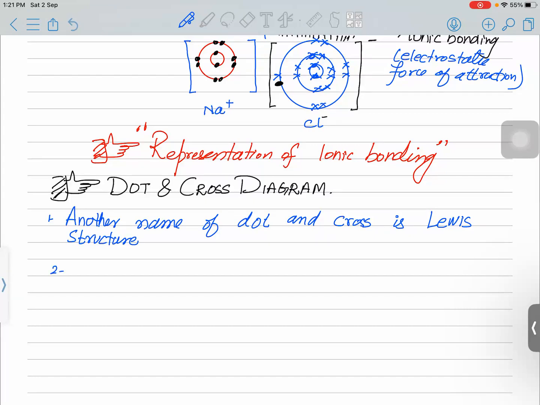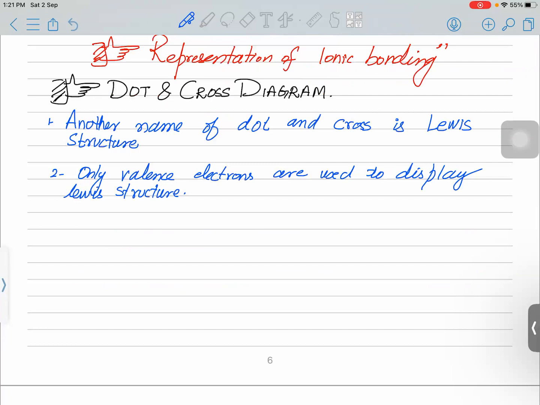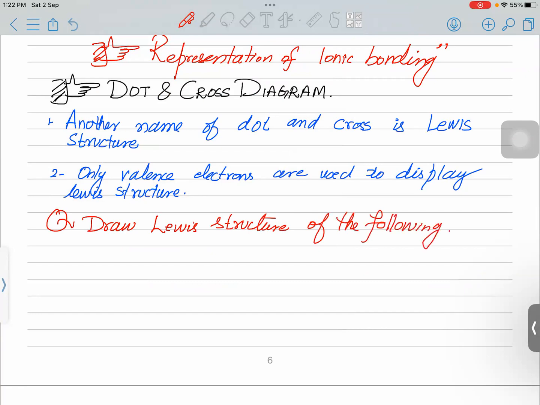Point number 2: only valence electrons are used to display the Lewis structure. Question: draw the Lewis structure of the following, NaCl.